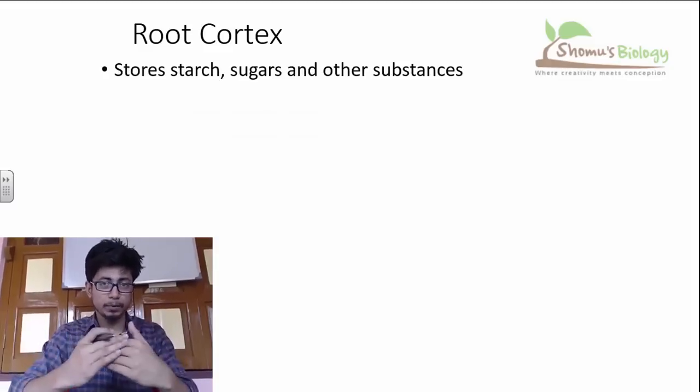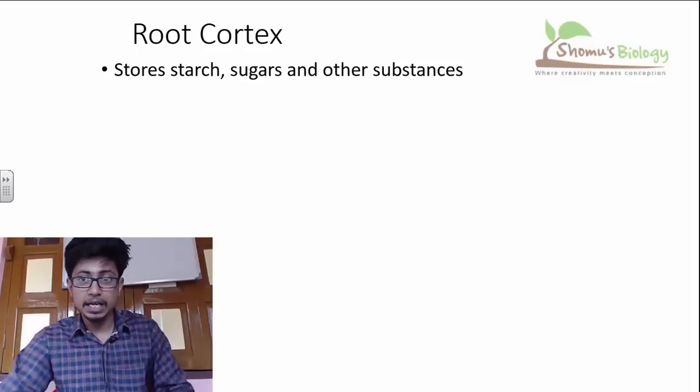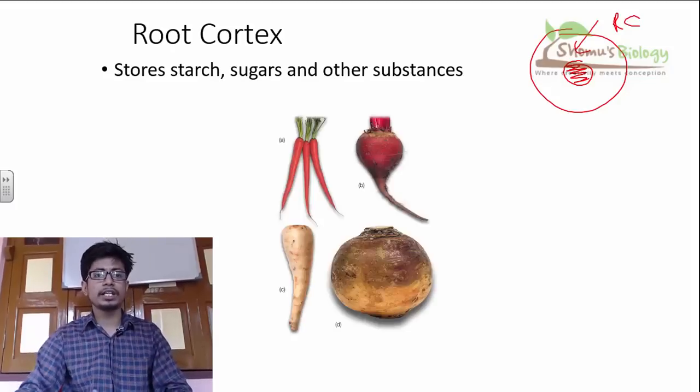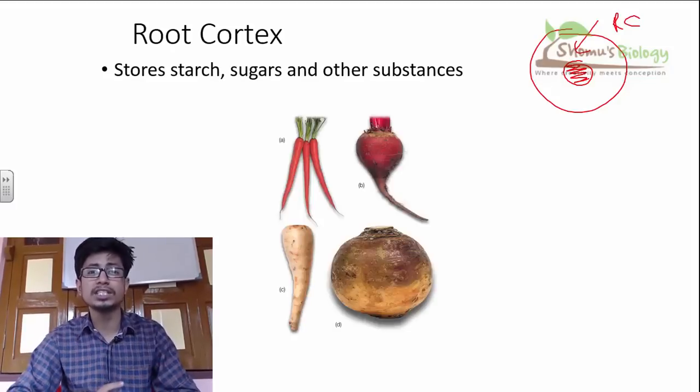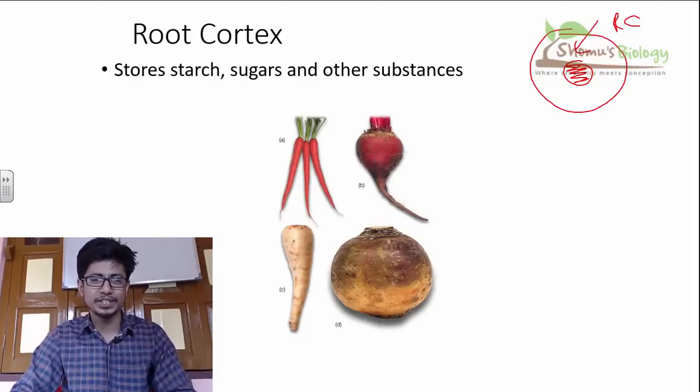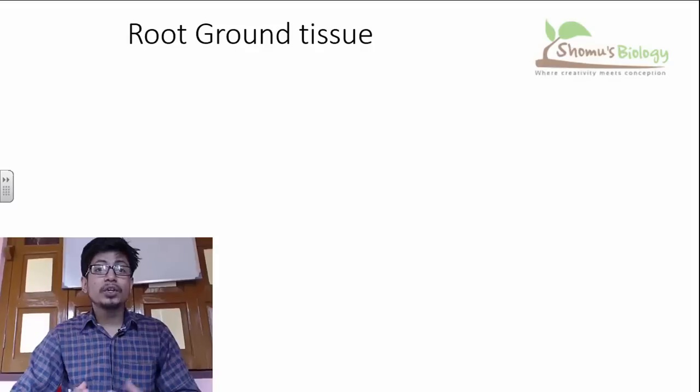Now, if we talk about the root cortex, that is the middle portion. So this is the epidermis, this is the vascular layer, and the rest of the things are known as the root cortex. If you see, the root cortex is a source of starch, sugars, and other substances that are delicious to eat, as you see in all the images given here. They are beautiful things and we love to eat them. An example is cabbage, right? So, root ground tissue.